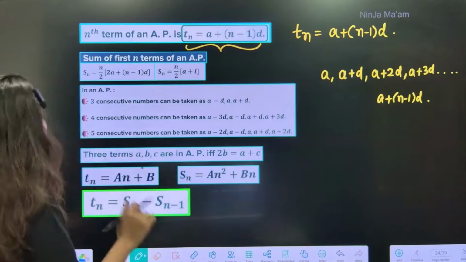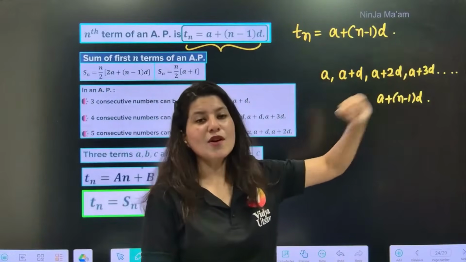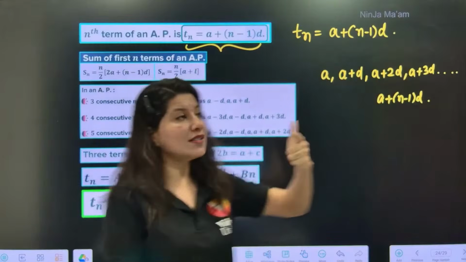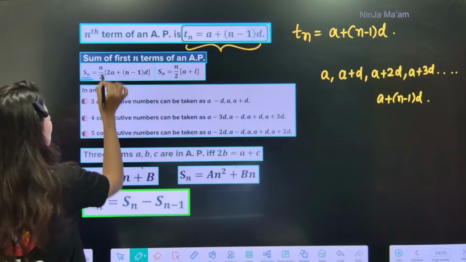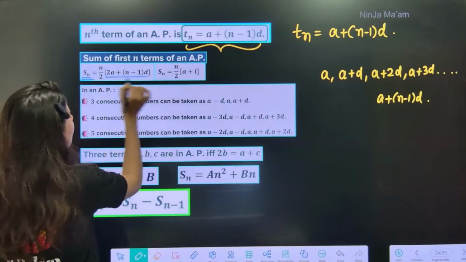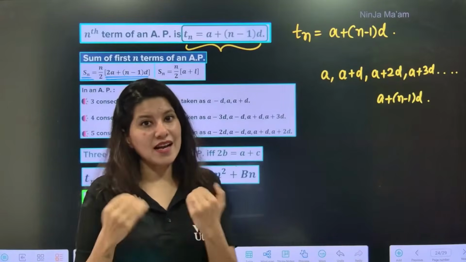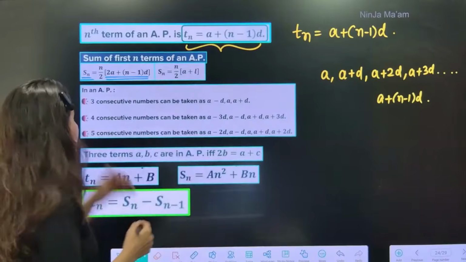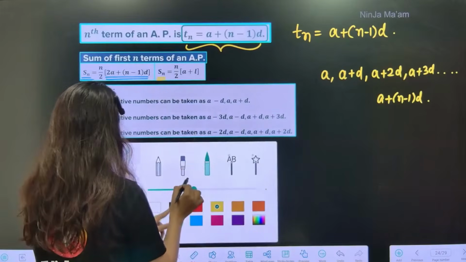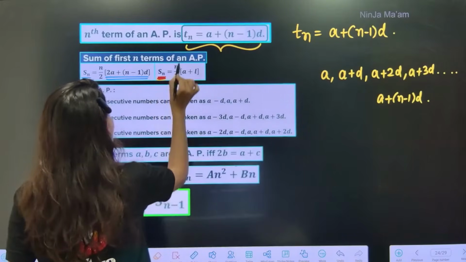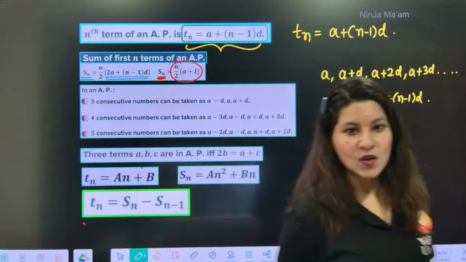Now, suppose you have to add all the terms of an arithmetic progression. What is the formula for that? For that, we have Sn is equal to n by 2 times (2a plus n minus 1 d). This is the formula. Do not worry, we'll apply it. I will make sure that you remember all the formulas. And sometimes this formula is also utilized, which says sum of n terms is n by 2 times (first plus last term).